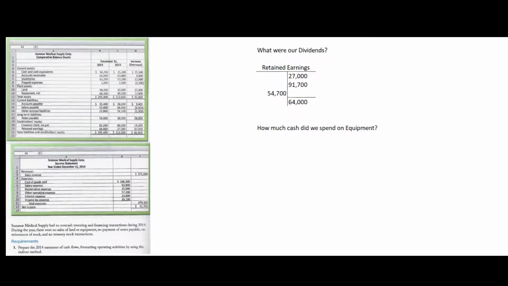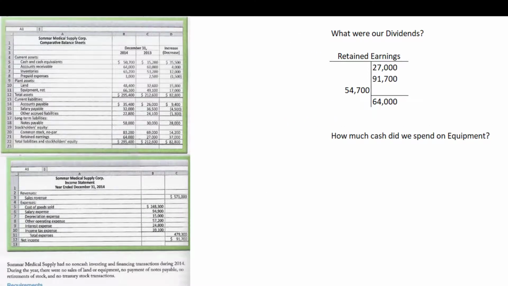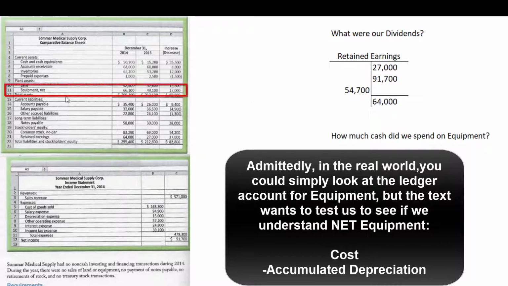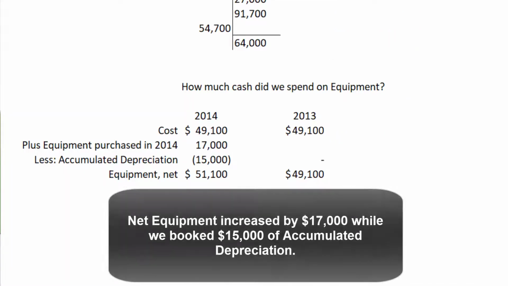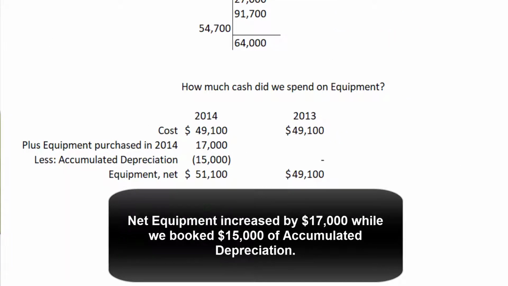Another nuance we'll have to deduce in this problem is how much cash we spent on equipment. It tells us that equipment net went from $49,100 to $66,100. Remember, net means net of accumulated depreciation. At first, we might be tempted to say we spent $17,000. So we take the beginning balance of $49,100, we add the $17,000 that we think we spent on equipment, and we subtract the $15,000 of accumulated depreciation.